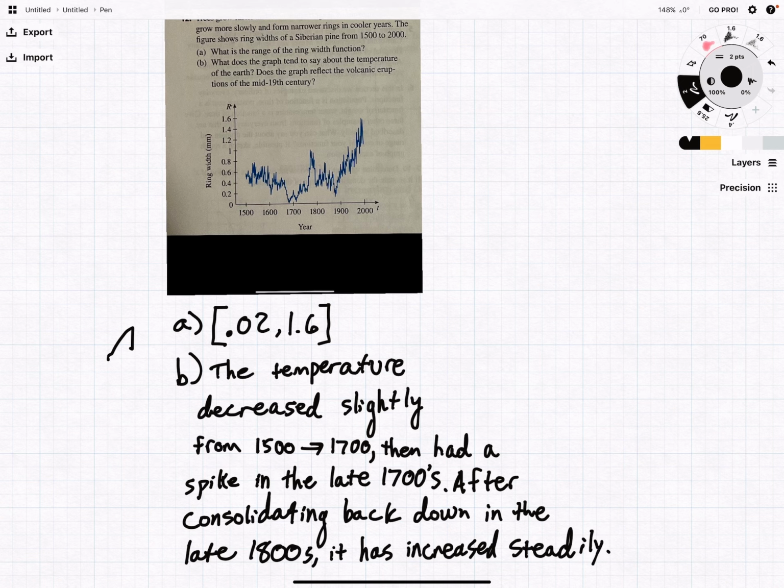And there we have it. So what we can say about this graph is the temperature decreased slightly from 1500 to about 1700, then had a spike in the late 1700s. After consolidating back down in the late 1800s, it has increased steadily. And those words seem to describe the graph pretty well. So we'll leave it at that, and that's going to be it for problem number 12.